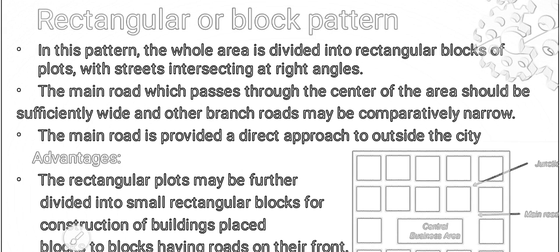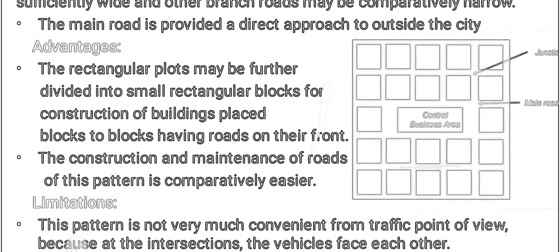In this pattern, the whole area is divided into rectangular blocks as shown in the figure, of plots with streets intersecting at right angles. The main road which passes through the center of the area should be sufficiently wide and other branch roads may be comparatively narrow. That you can see, narrow in the crossroads, whereas main roads are broader or wider. The main road provides a direct approach to outside the city.